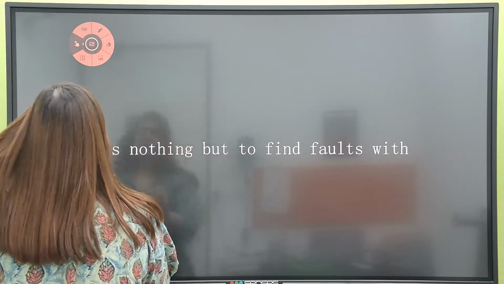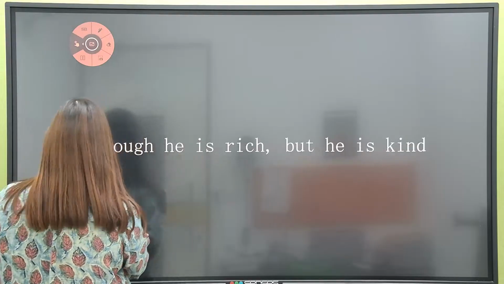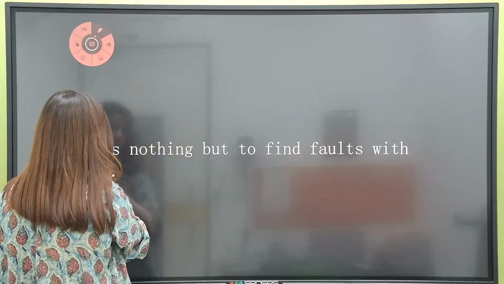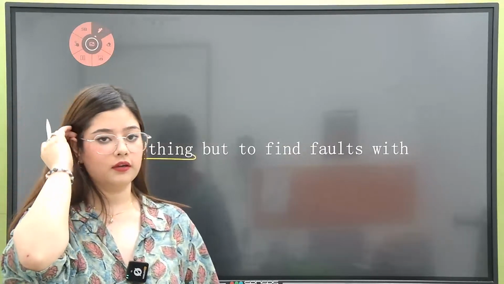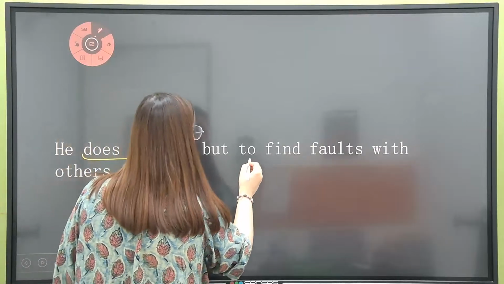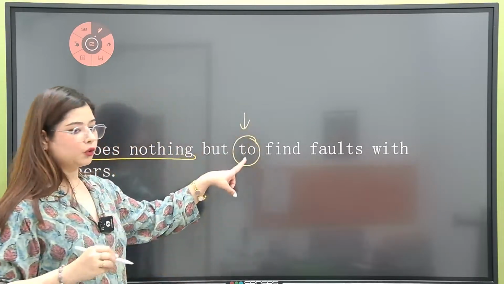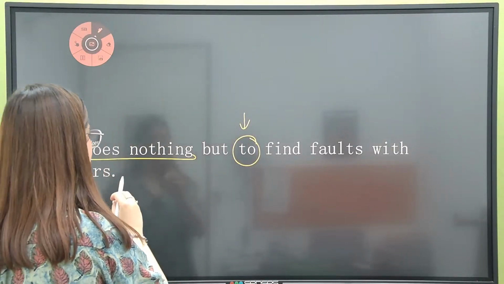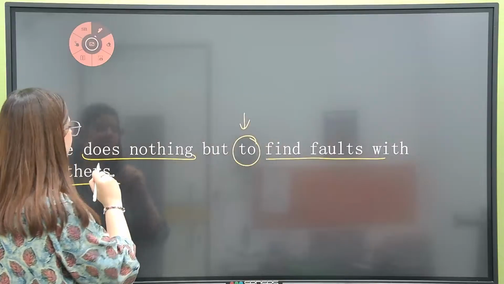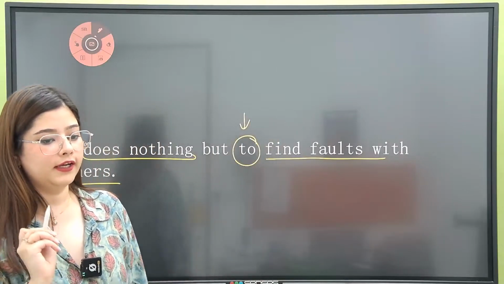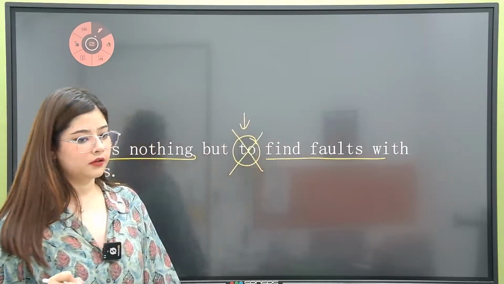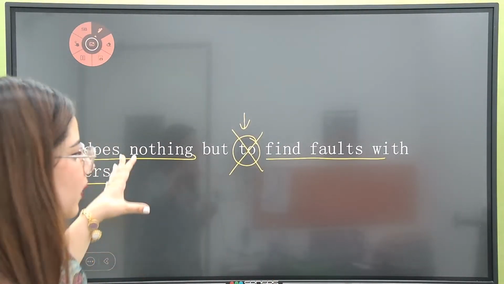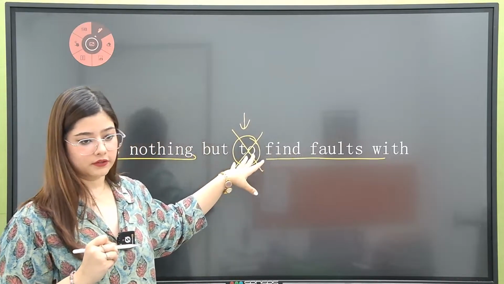Okay. When we have used, sorry, when we have used does nothing, he does nothing, she does nothing, we do not need to add to after but. He does nothing but find faults with others. We do not need to use to here. This sentence would make perfect sense without to being placed here.